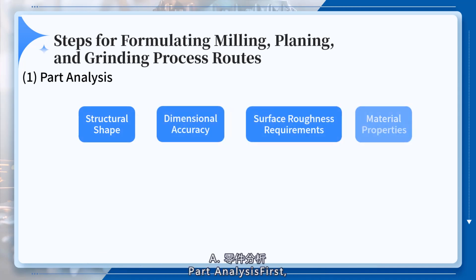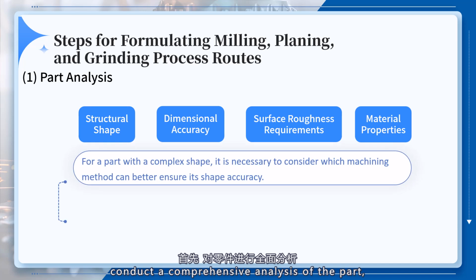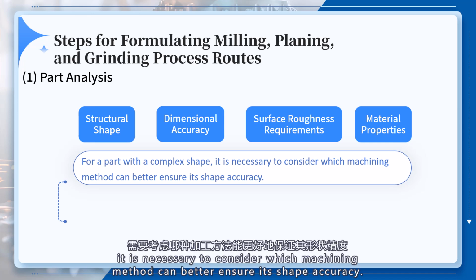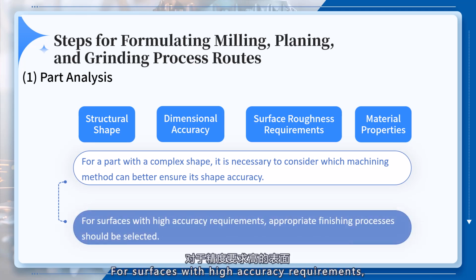Part analysis first. Conduct a comprehensive analysis of the part, including its structural shape, dimensional accuracy, surface roughness requirements, and material properties. For example, for a part with a complex shape, it is necessary to consider which machining method can better ensure its shape accuracy. For surfaces with high accuracy requirements, an appropriate finishing process must be selected.